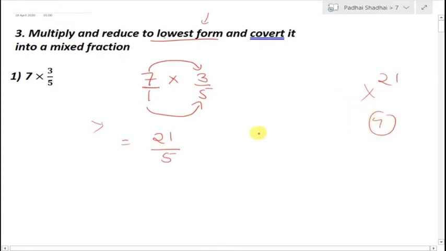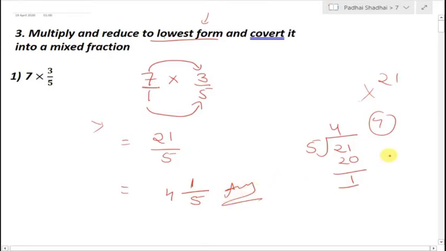If we multiply 5 by 4, we will get 20 and 1 will be the remainder. 21 divided by 5, we will get 4 fives are 20 and 1 is the remainder. We will rearrange the terms. 5 will come as the denominator, 4 will come as the whole number, and 1 will come on the top, in the numerator. So the answer will be 4 integer 1 by 5. Okay, let us see question number 2.